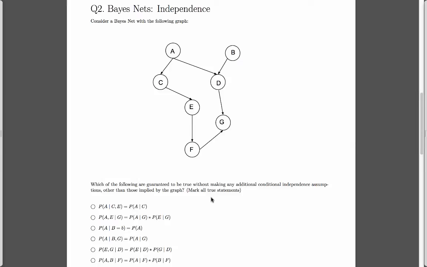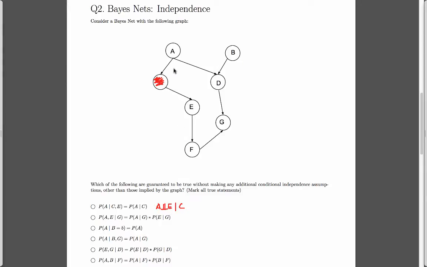In this question, we're trying to figure out which of the following statements are true without making any additional assumptions given the graph. So in this first option, we have the probability of A given C and E is equal to the probability of A given C. And this is only true if A is independent of E given C. And if we look at the graph, if we are conditioning on our C variable, we want to figure out whether A is independent of E given C.